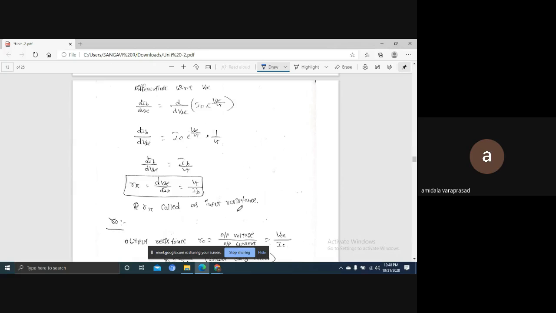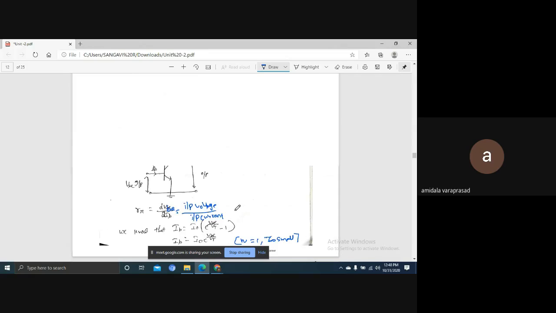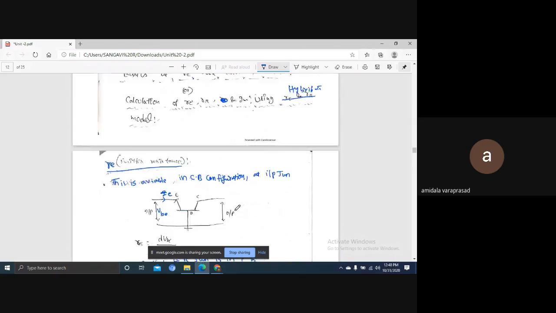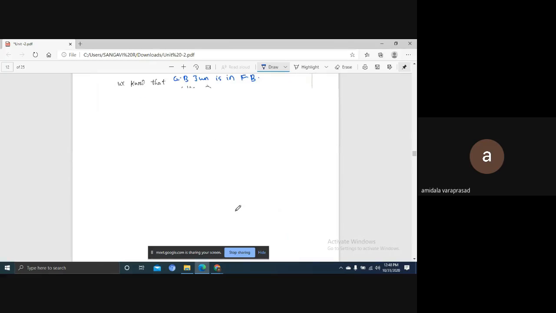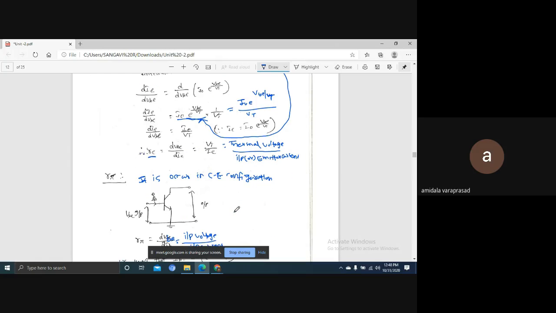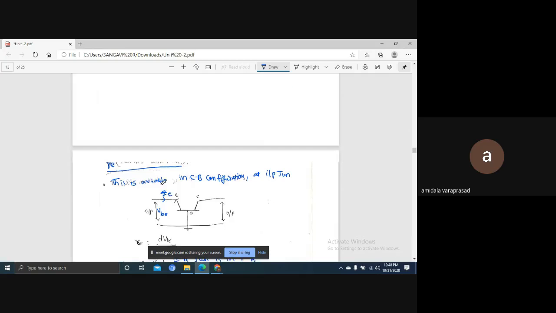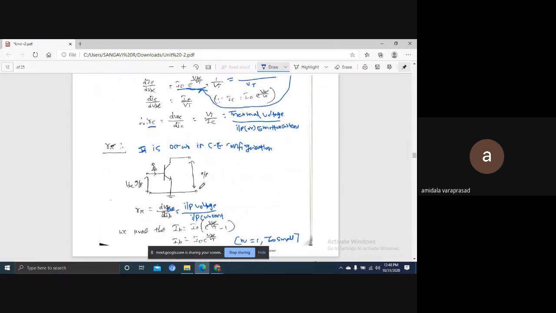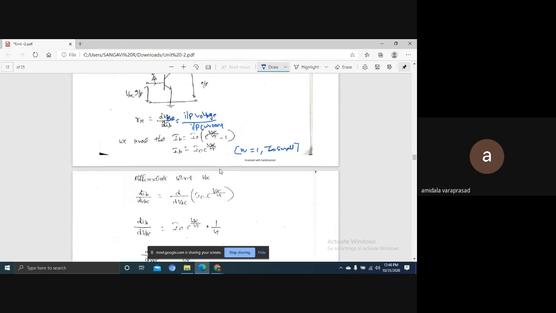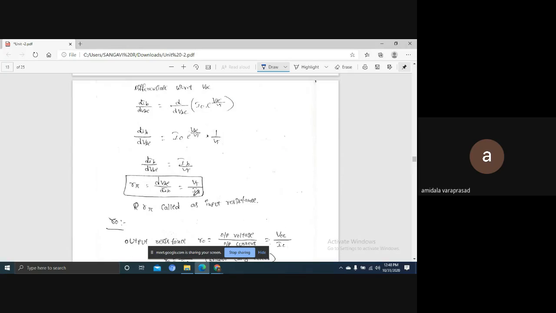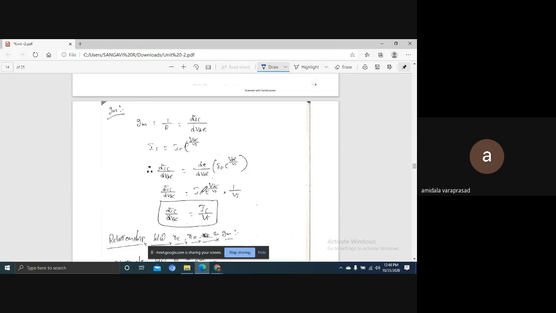If you observe here, R pi and RE, both are the same only. But RE occurs in the CB configuration, that's why we are getting VT by IE. R pi we are getting in the CE configuration, that's why we are going to get VT by IB. This is important. Next we are moving to the GM.